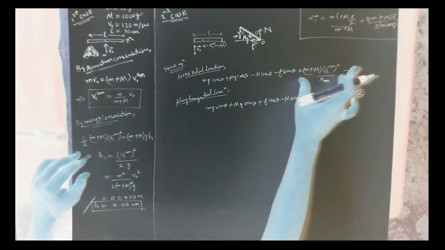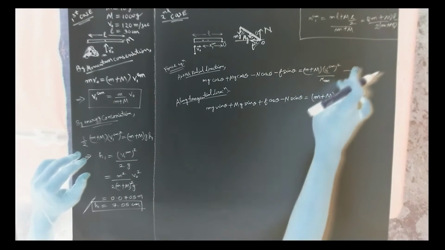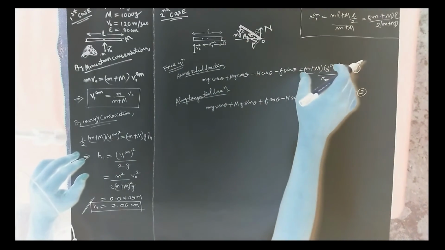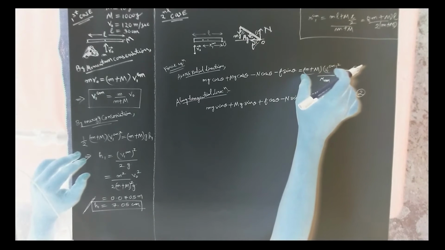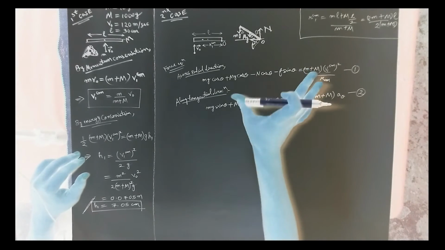Less than this value, this will become less than this value, and as soon as this becomes less than this value, my mv square by r cm will be greater than this value. So in the radial direction, this is the centrifugal force, that is m v square by r cm, and it is going to be greater than all the forces acting in the radial direction. So it will lose contact from the surface as soon as this happens.